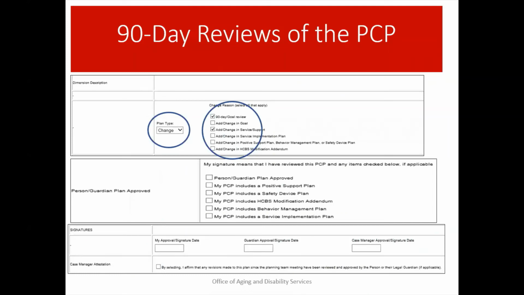Through conversations with the person and their guardian, if applicable, you may identify that an update to the PCP is required at the time of the 90-day review. For example, the person you're working with may wish to add community membership as a new service. In that case, you would update the phase sheet to reflect plan type change and multi-select the change reasons of both a 90-day goal review and add change in service and support.